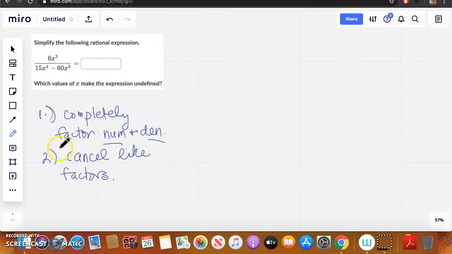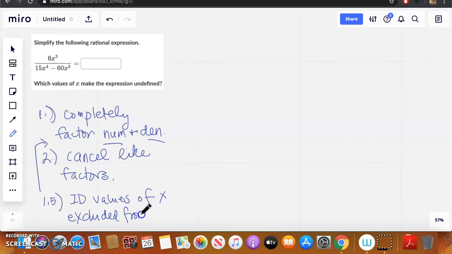But before we cancel, what I like to do is put a little star here, put 1.5. What I want to do is identify the values of x excluded from the domain. I'm going to go into more detail on that as we go.